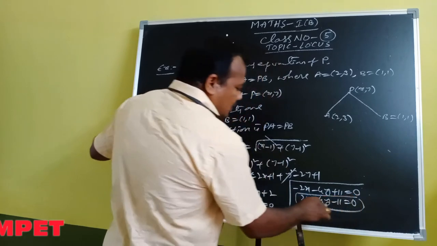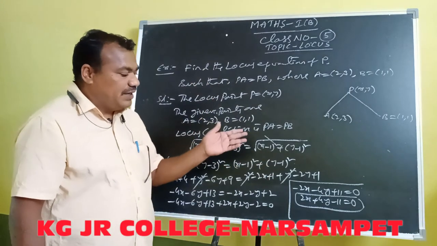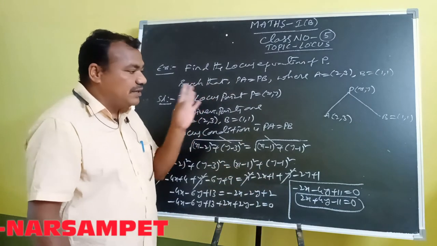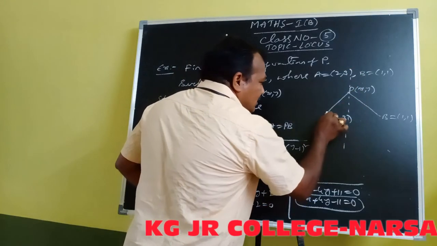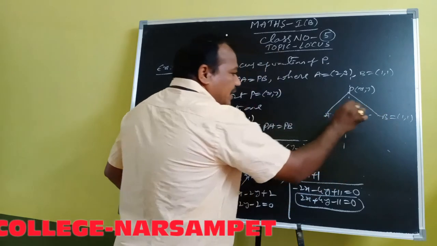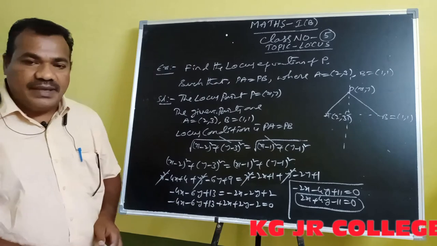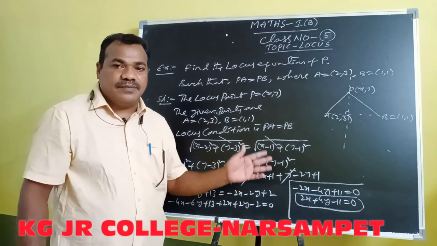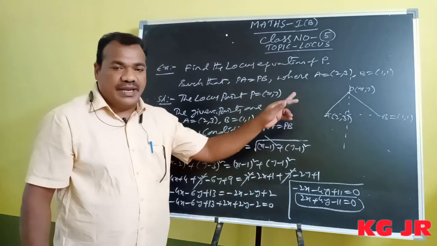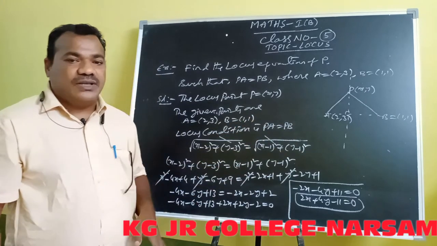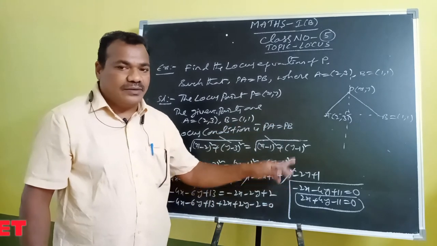Students, this equation represents the locus of P. The locus of P for this condition is the perpendicular bisector of the line segment joining the two fixed points A and B. For the condition PA is equal to PB, the locus equation of P represents a straight line, the perpendicular bisector of A and B. Perpendicular bisector means the line passing through the midpoint of AB and perpendicular to AB.